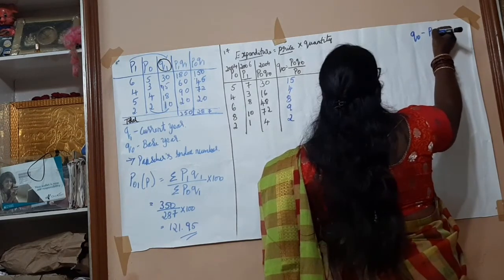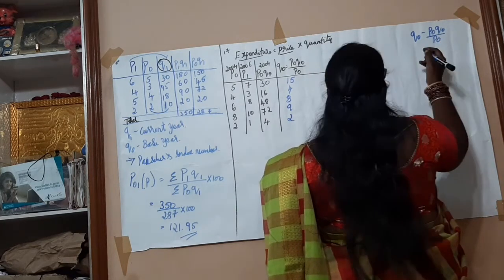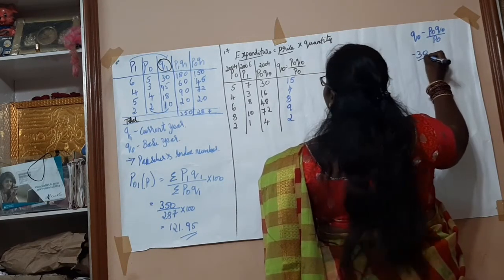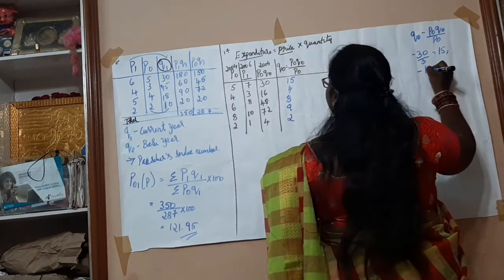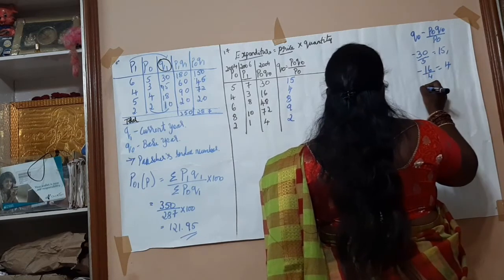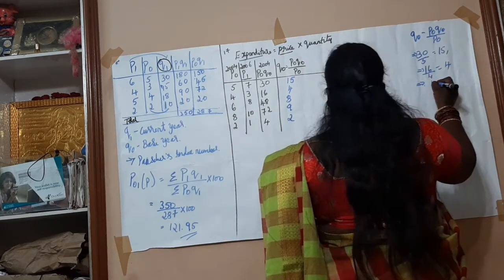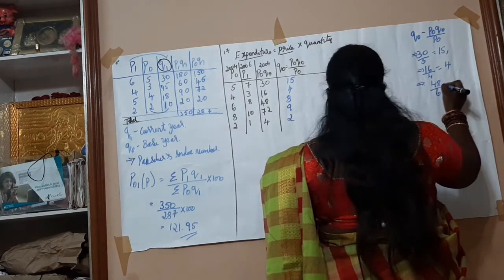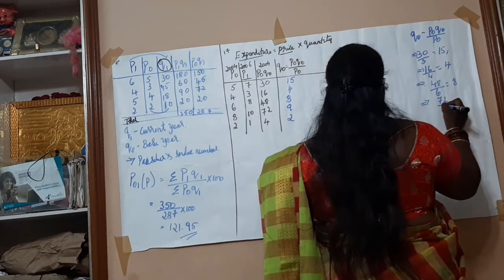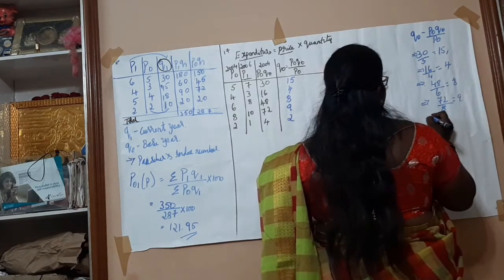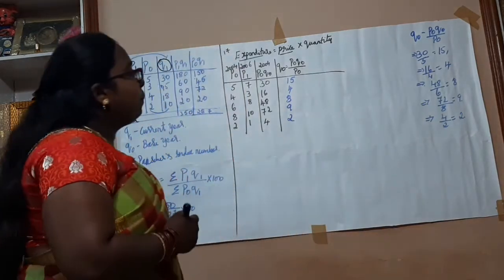Q0 is equal to P0 divided by P, that is, first one, 30 divided by 5 you will get 15. Next, 16 divided by 4 you will get 4. Next, 48 divided by 6 you will get 8. Next, 72 divided by 8 you will get 9. Next, 4 divided by 2 you will get 2. So we found out Q0.